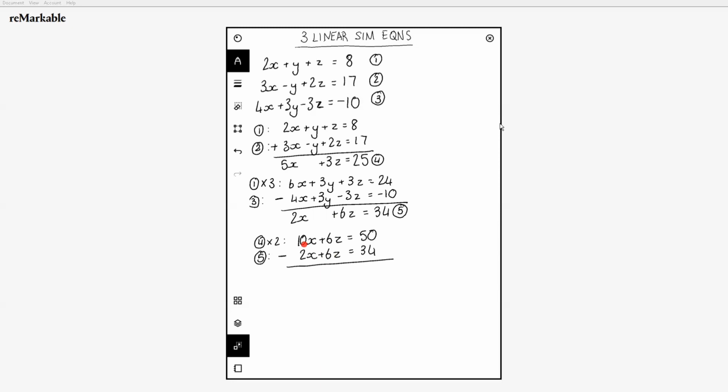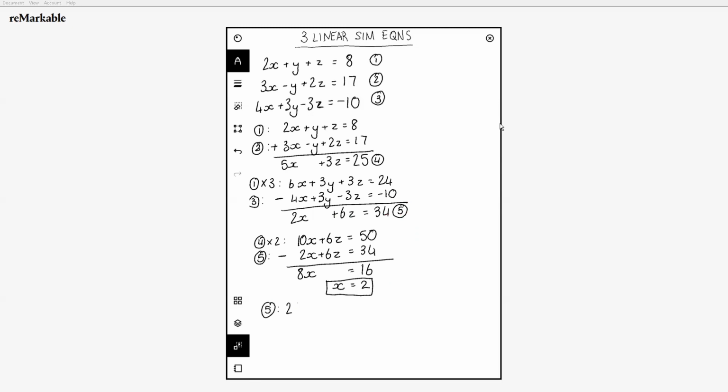10x minus 2x gives us 8x, those cancel. 50 minus 34 is 16. So that means x equals, and if we're bringing 8 over, then it's multiplied here, so we divide it on the other side. So that's 16 divided by 8, which is 2. So now we've got our value for x. Then we basically do the reverse as we go back up. So we put it either into equation 4 or equation 5 to try and get z. So I'm going to put it into equation 5.